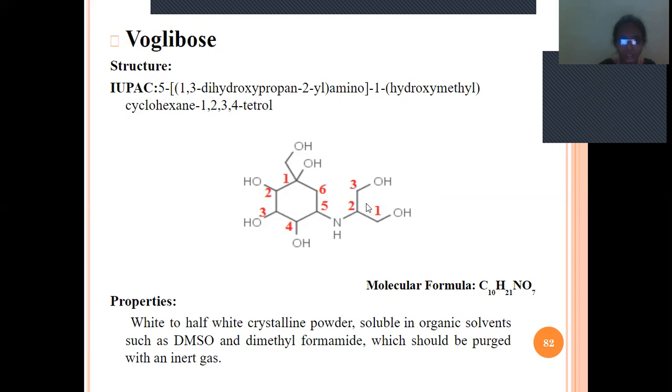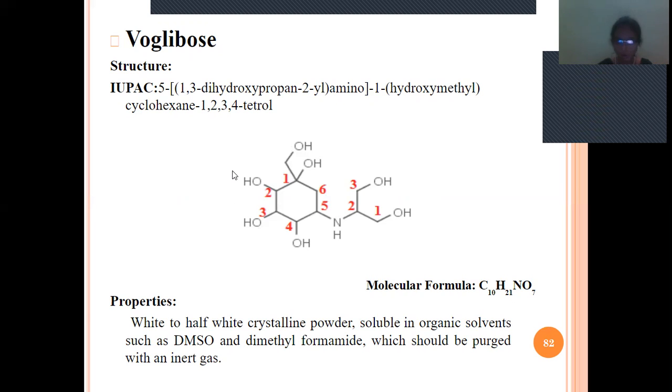See here 5-[(1,3-dihydroxypropan-2-yl)amino]-1-(hydroxymethyl)cyclohexane-1,2,3,4-tetrol. So this is the structure and IUPAC name.